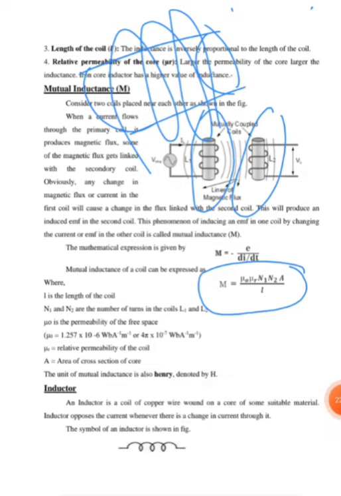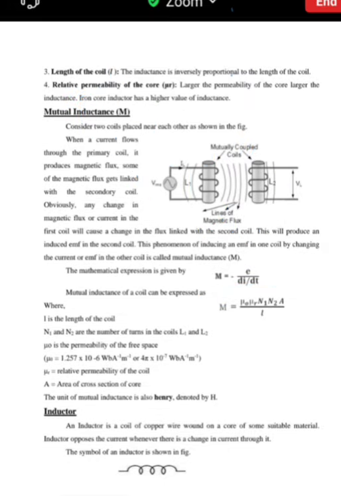So let me conclude this session at this point. In my next session, I'll be dealing with the different types of inductors and how the inductors can be connected. I mean to say how the effective value of inductance will vary when they are connected in series and in parallel. Thank you.